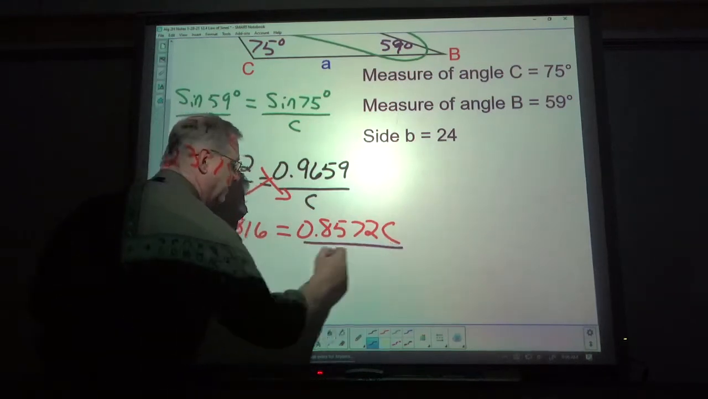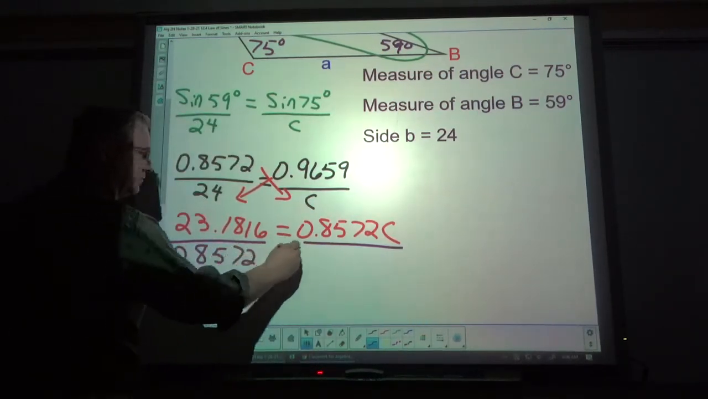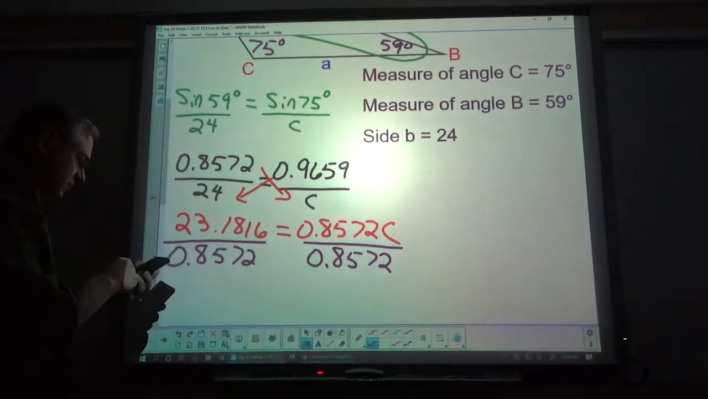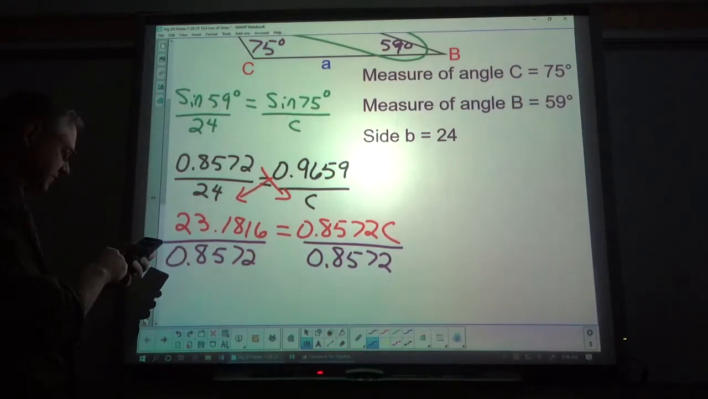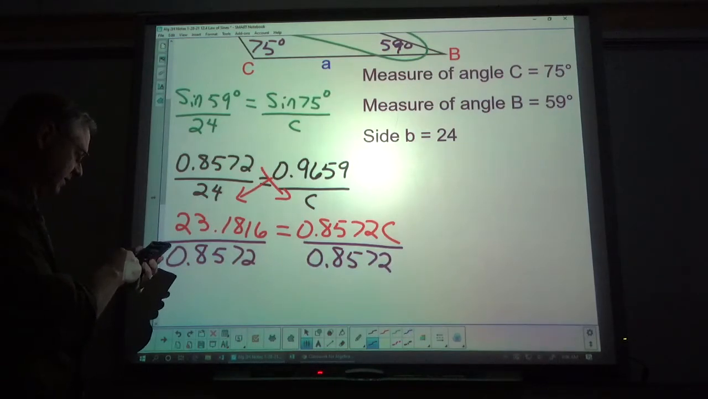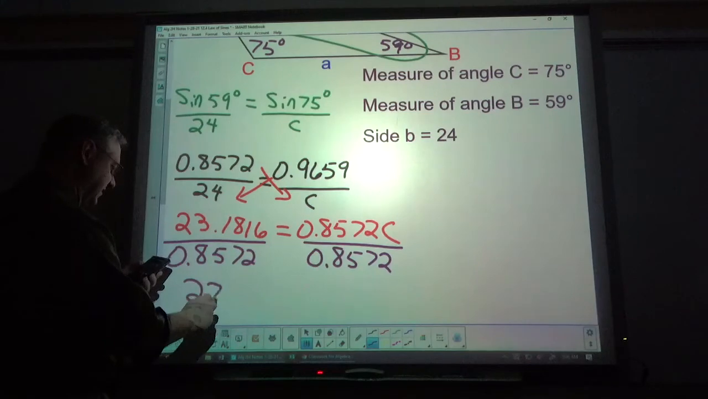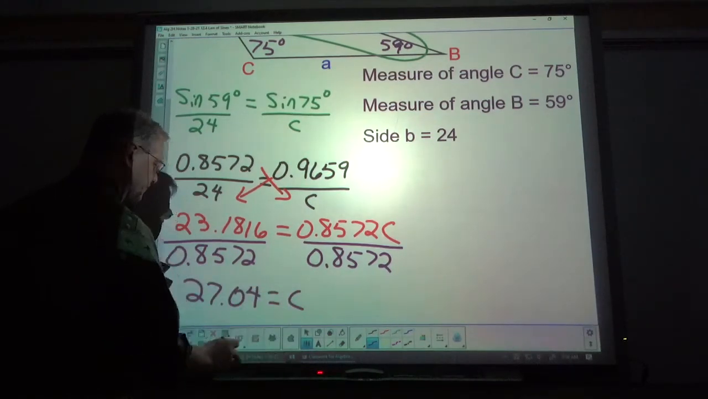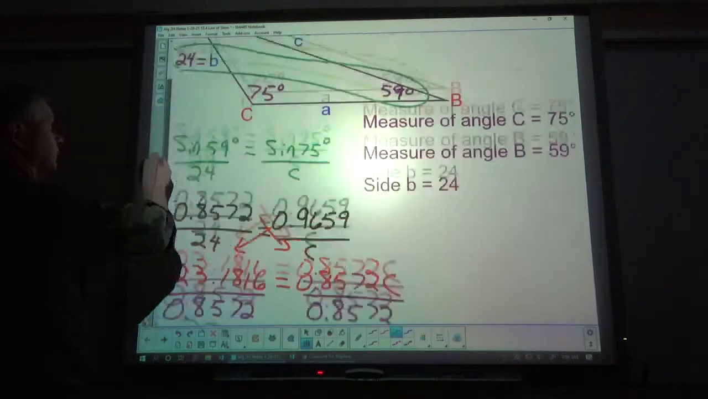I have to divide both sides by 0.8572. So 23.1816 divided by 0.8572. The final answer rounded to 2 places, 27.04. So I'm going to come back up to the top, 27.04.